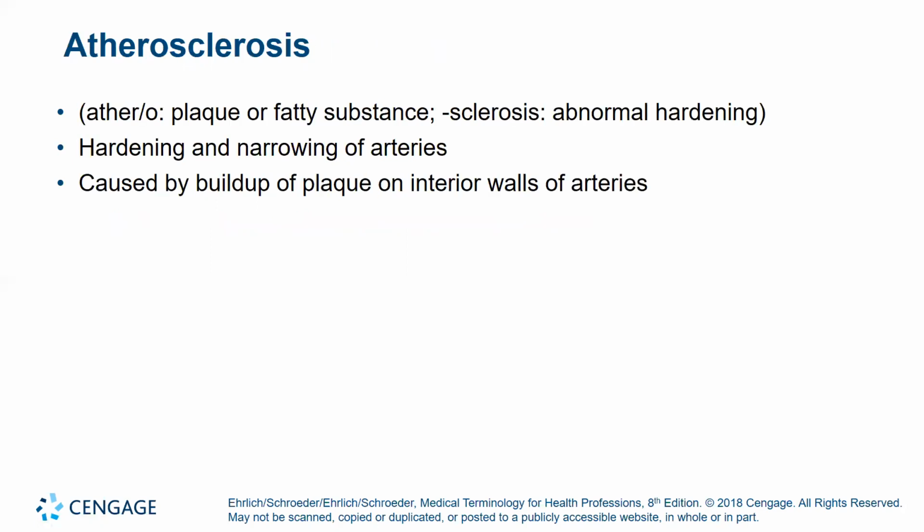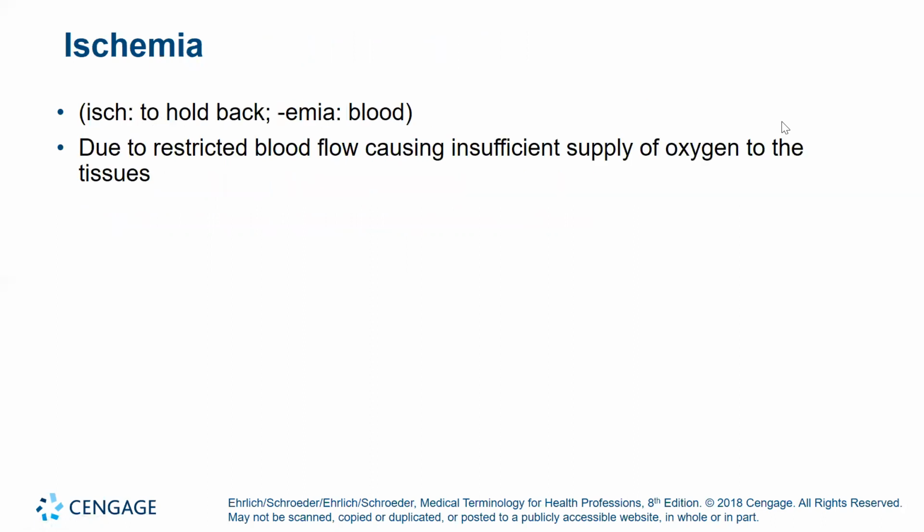We have atherosclerosis. Breaking that term down, athero is plaque or fatty substance. Sclerosis is abnormal hardening. So it's hardening and narrowing of the arteries. And this atherosclerosis is caused by buildup of plaque on the interior walls of the arteries. We have ischemia. Isch is to hold back, emia is blood. So ischemia is due to restricted blood flow. This causes insufficient supply of oxygen to the tissues.